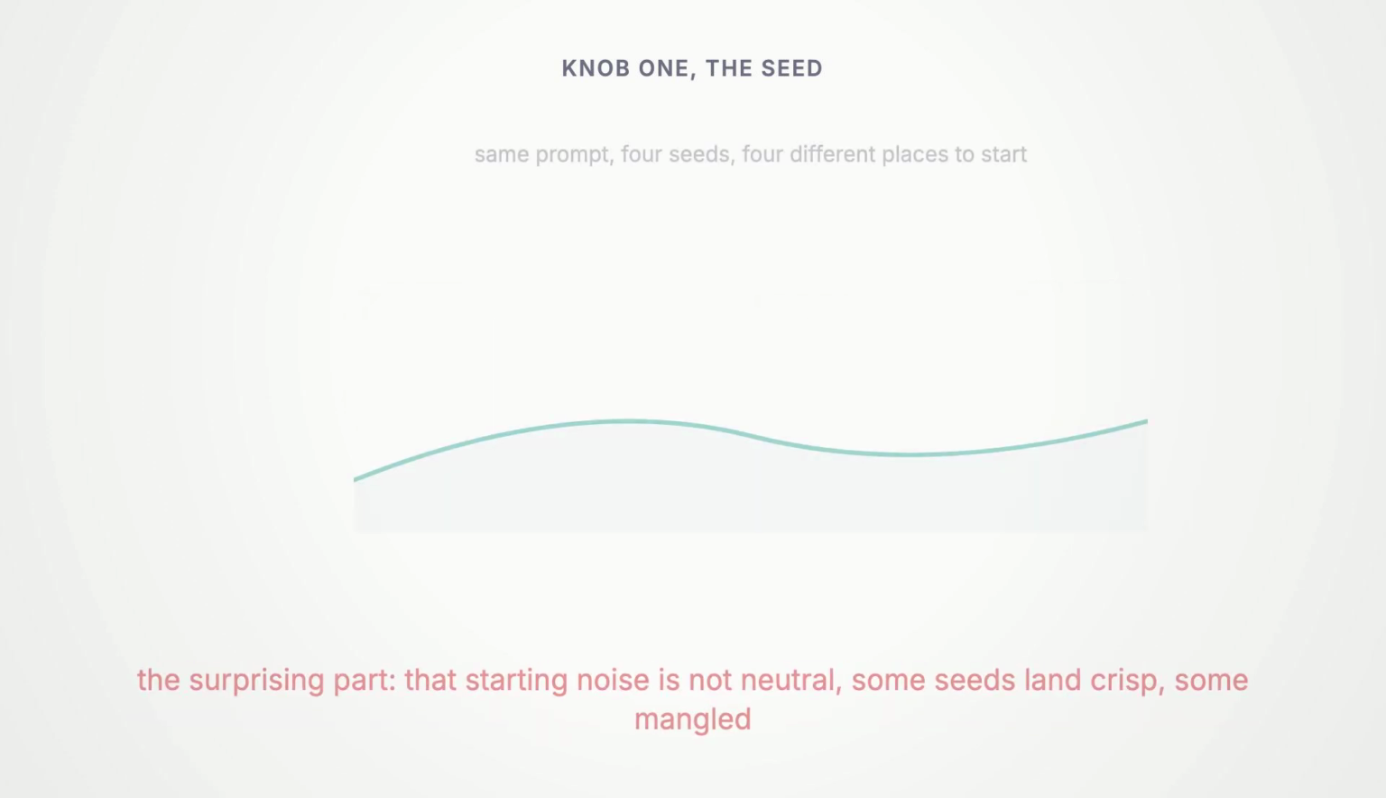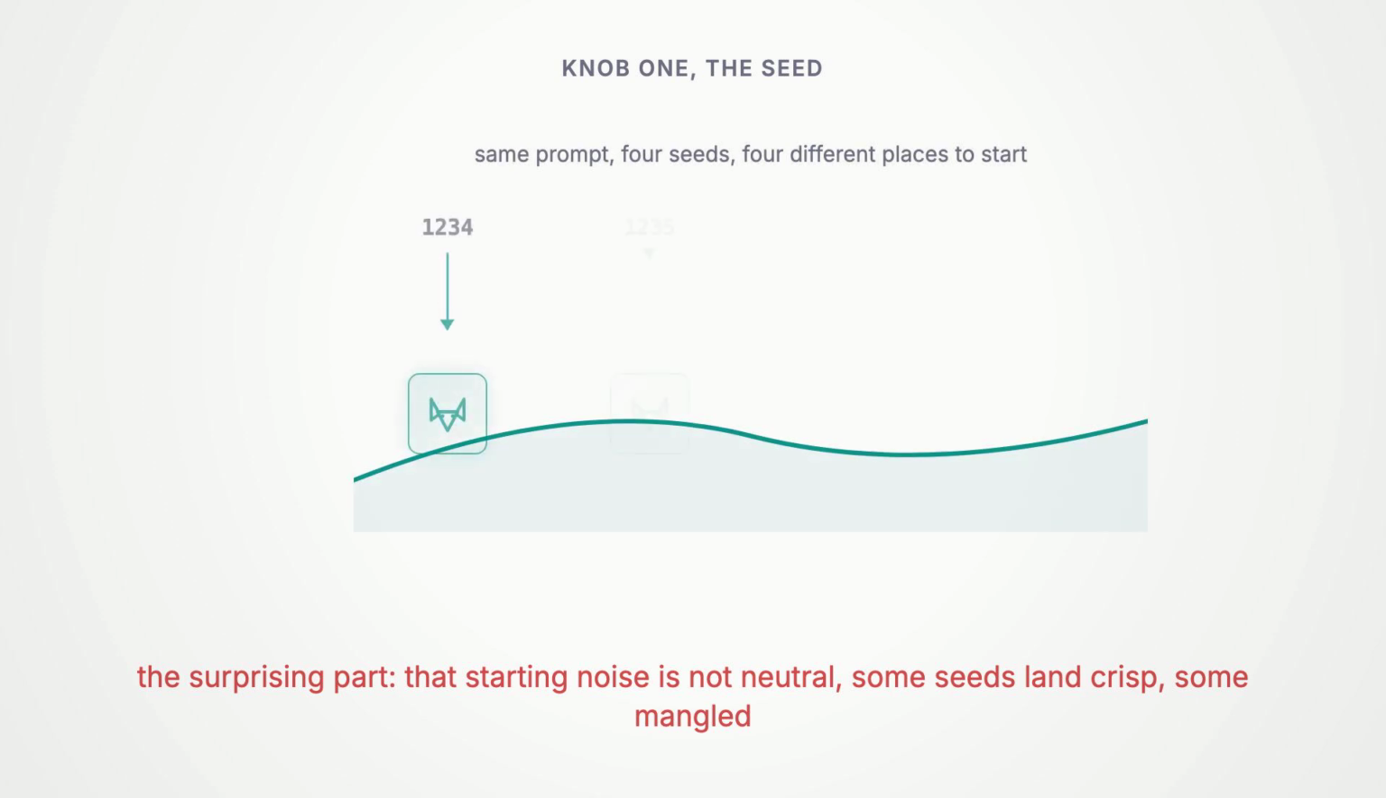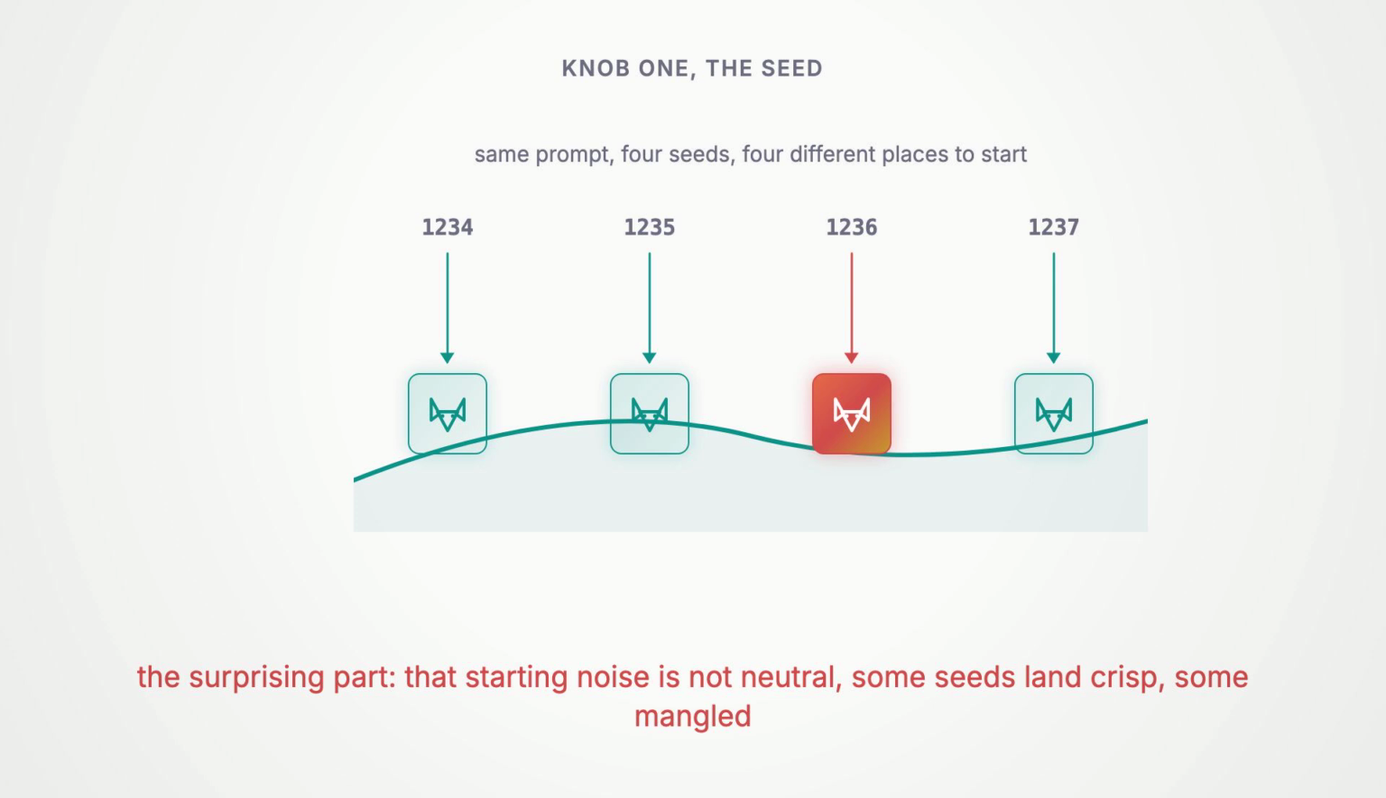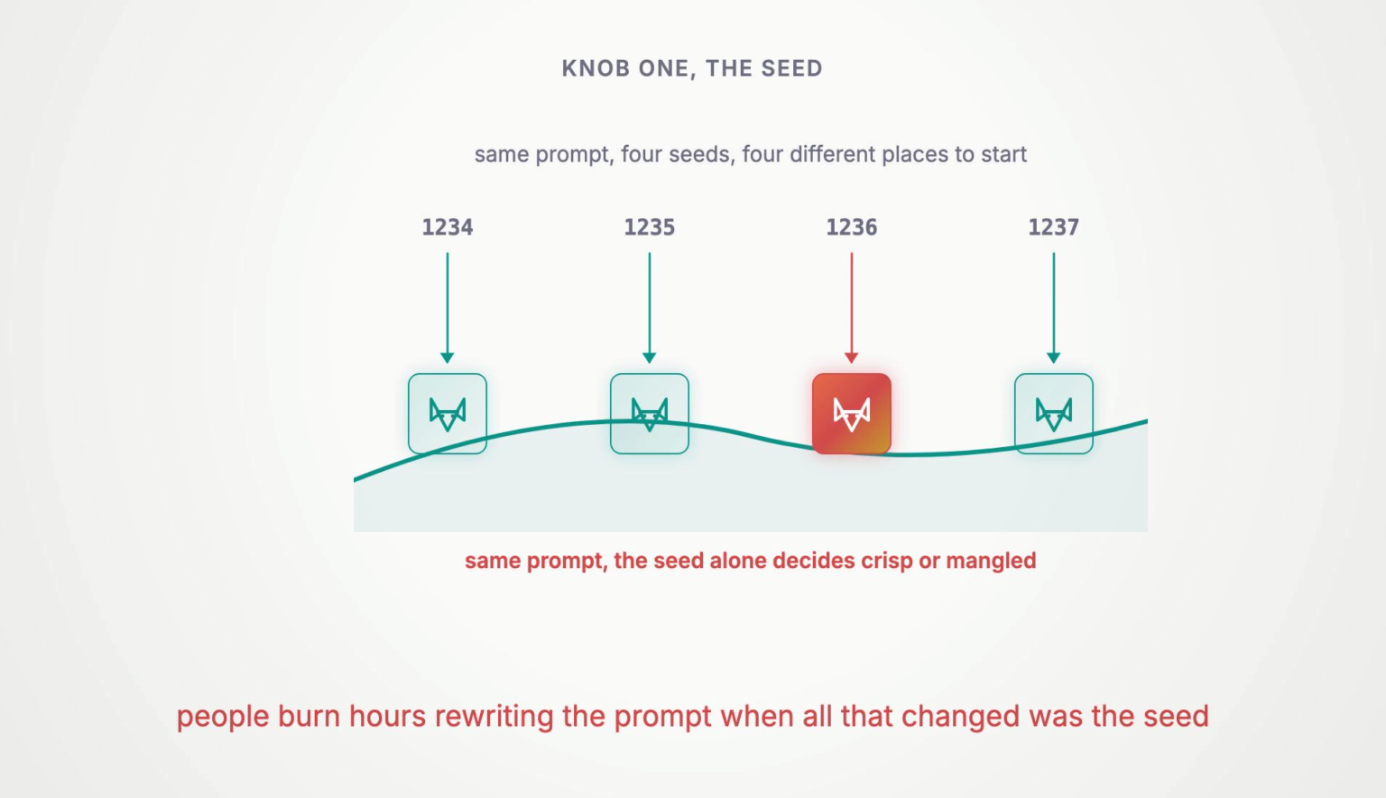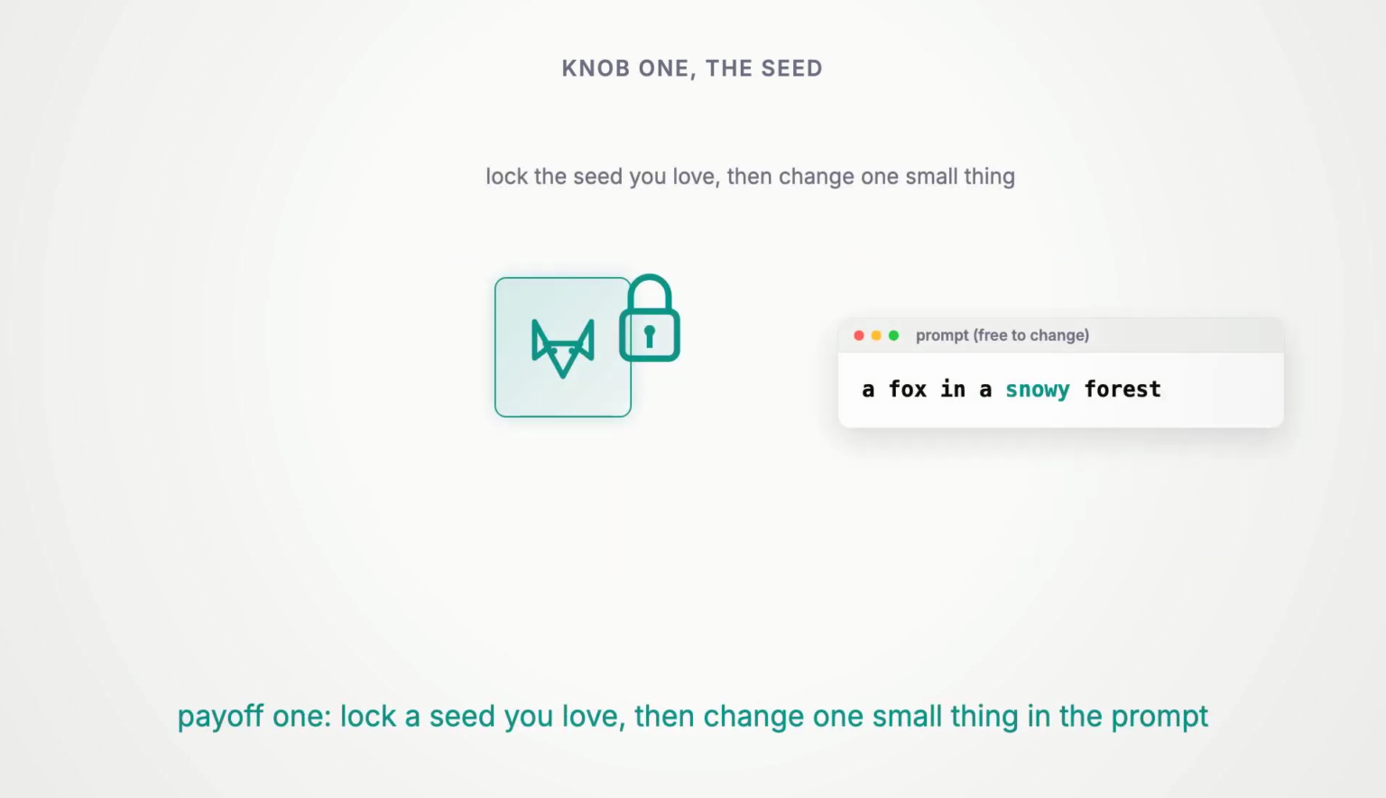And here is the surprising part. That starting noise is not neutral. The walk is so sensitive that some starting points lead to crisp, faithful images and some lead, with the very same prompt in the very same settings, to a mangled one. People burn hours rewriting their prompt when all that changed between a great result and a bad one was the seed. Two practical payoffs.